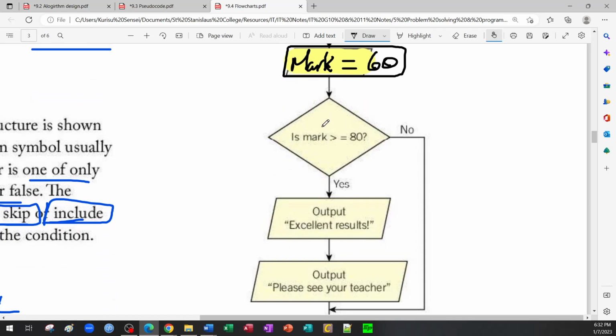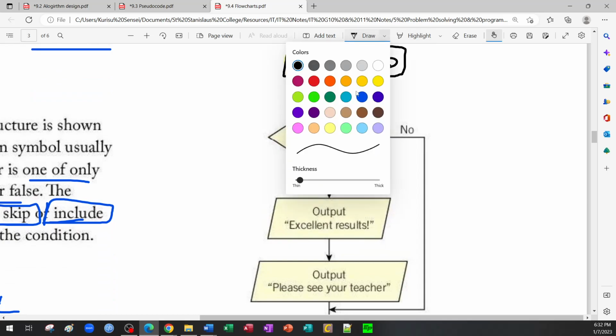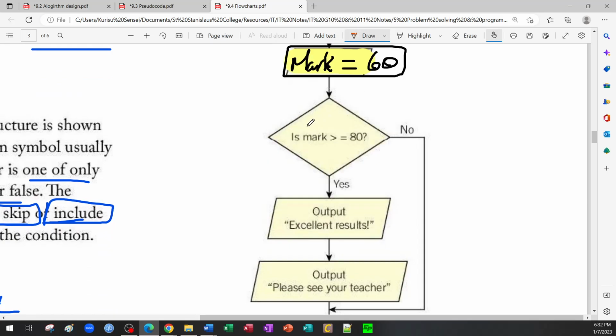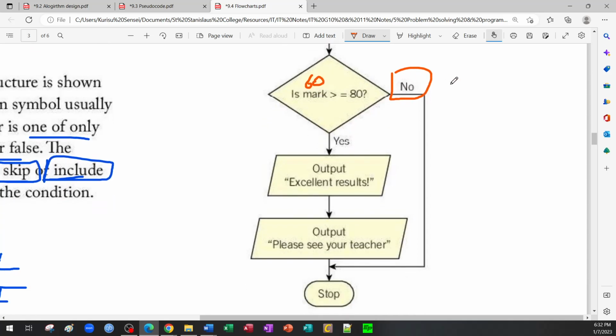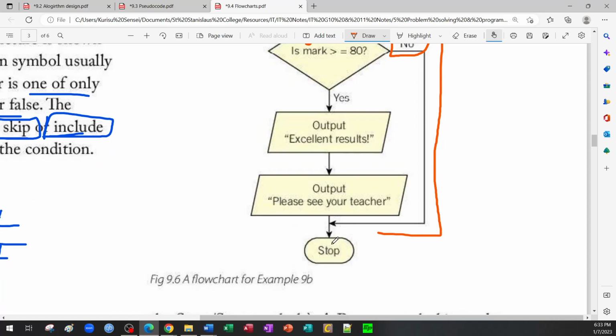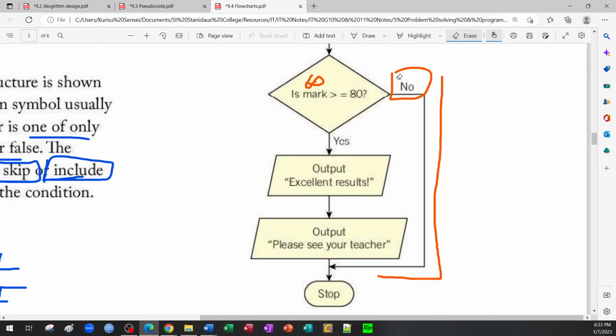So when we reach here now, we are going to run a test. Is mark greater than equal to 80? So is 60 greater than equal to 80? Yes or no? The answer is going to be no. So we come out here. So we follow the line. 60 is not greater than 80. We come down and we end there.